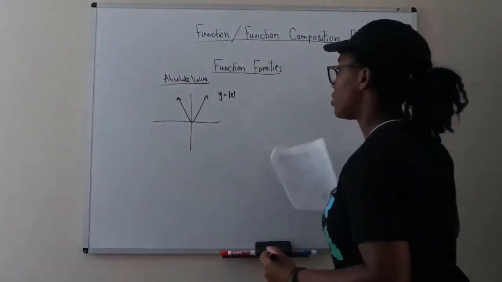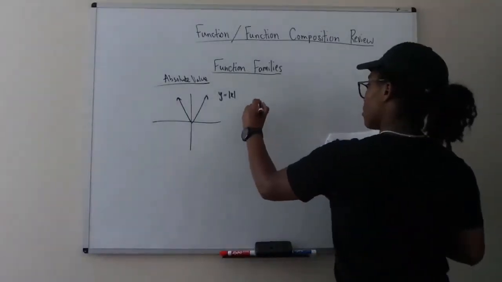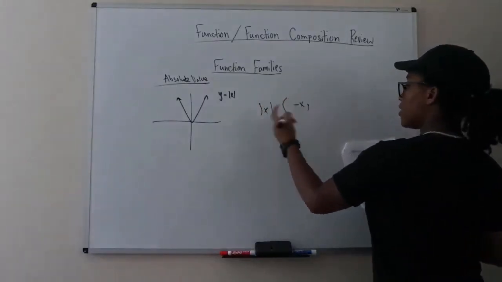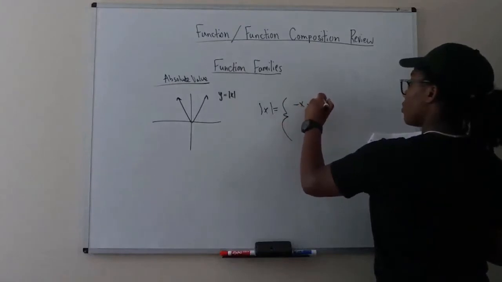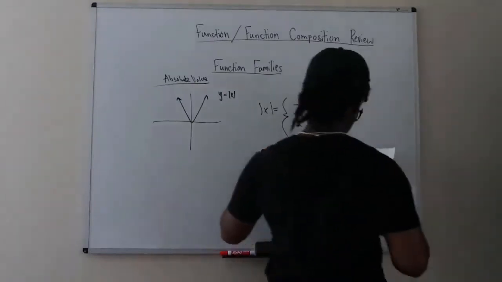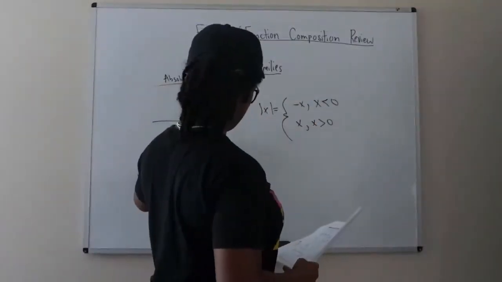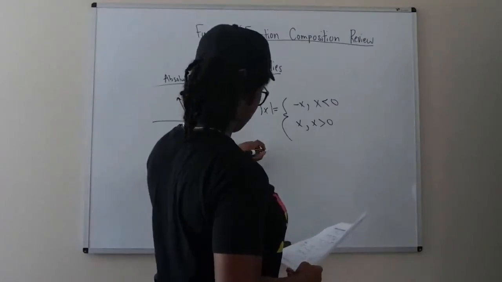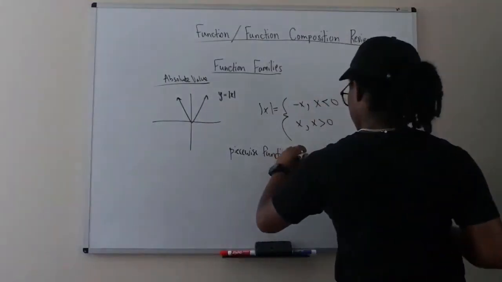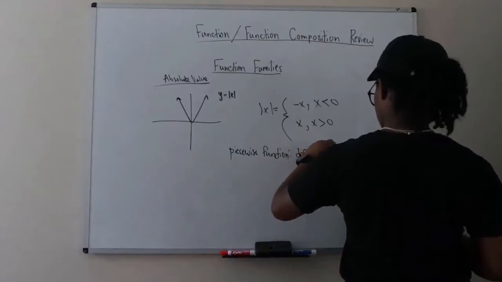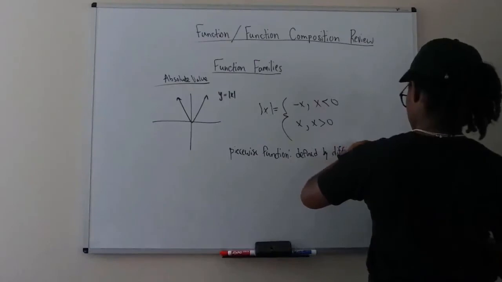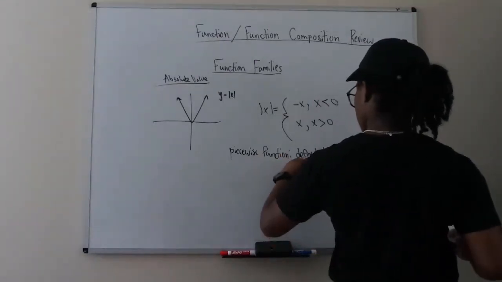So the absolute value function is actually a piecewise function. So that means that absolute value of x, I'm going to write the definition, but I'm just going to finish writing out what the piecewise function is. Okay, so a piecewise function is a function that is defined by different functions on different parts of its domain.